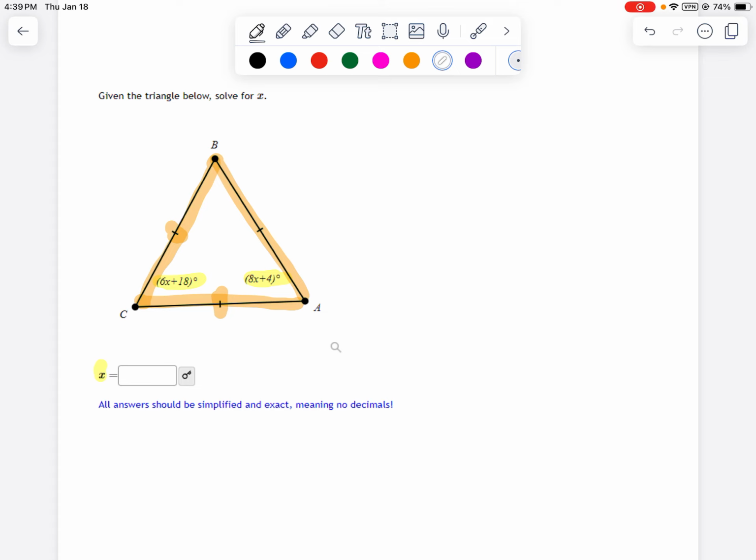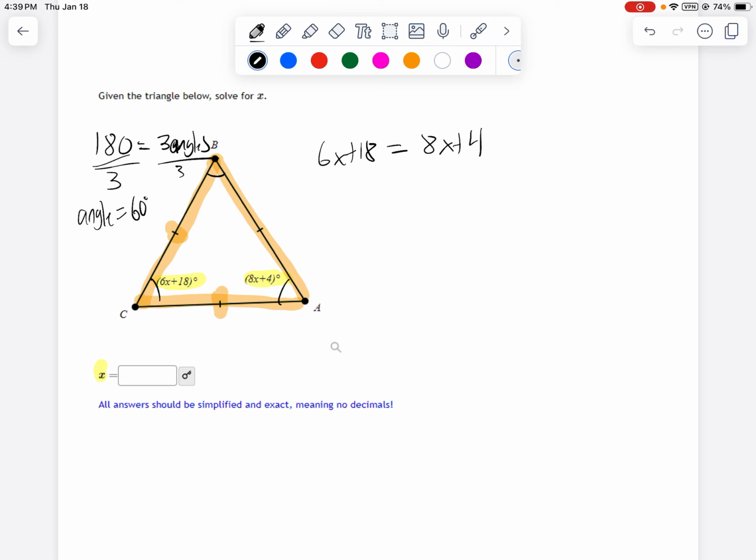And on top of that, once you know that every side is congruent, you also know that the angles are congruent as well. That means that 6x plus 18 equals 8x plus 4. That is guaranteed because you have an equilateral triangle. Additionally, if you knew that all three of those angles are equal, and you knew that every triangle's angles add up to 180 degrees, that means you have three angles that equal 180.